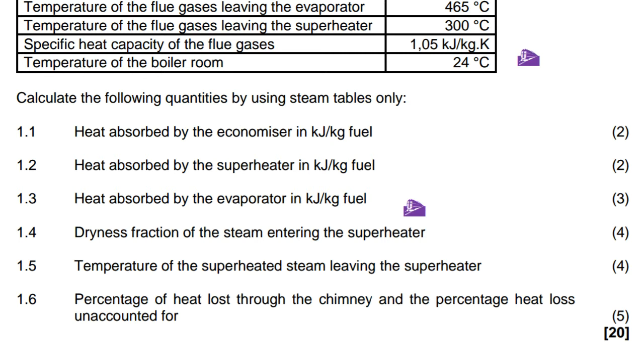Number one, heat absorbed by the economizer in kilojoules per kg fuel. Number two, heat absorbed by the superheater in kilojoules per kg fuel. Number three, heat absorbed by the evaporator in kilojoules per kg fuel. Number four, dryness fraction of the steam entering the superheater. Number five, temperature of the superheated steam leaving the superheater. Number six, they say, percentage of heat lost through the chimney and the percentage heat lost unaccounted for.